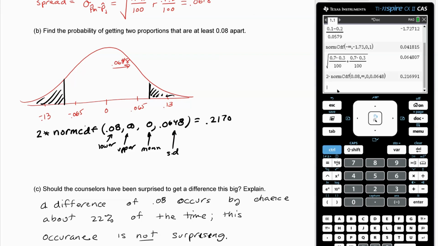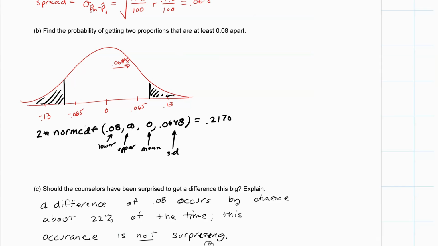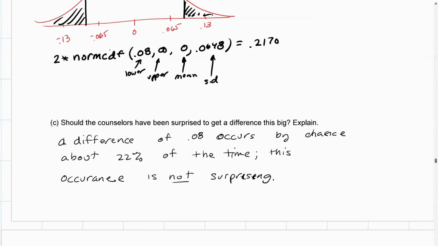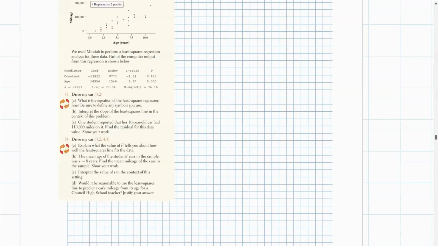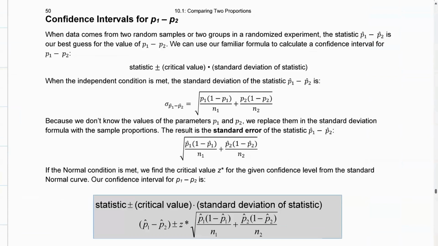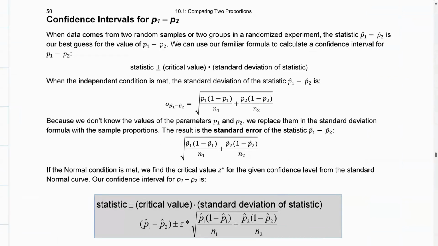All right. So now that we've got all this background work done, what are we going to use it for? Well, what we're going to use it for, as we scoot past the homework, is talk about using the fact that we know about the sampling distribution of p hat 1 minus p hat 2 to calculate confidence intervals.